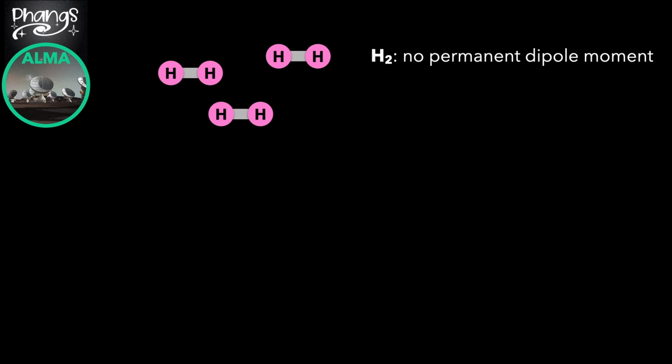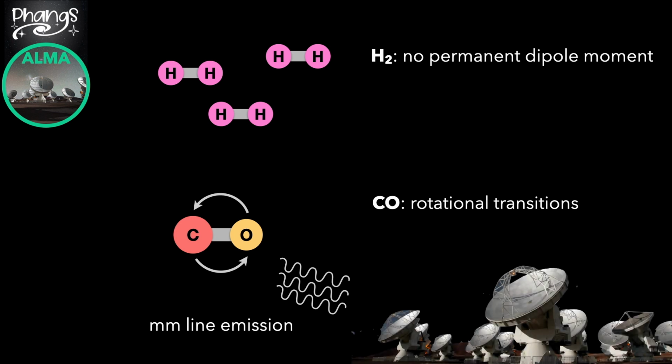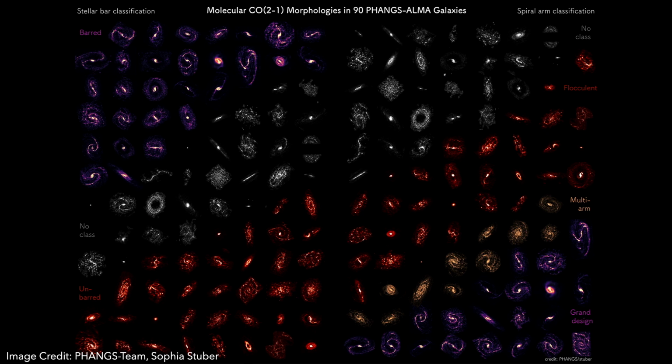That is why we use instead carbon monoxide, CO, the second most abundant molecule in the universe, which efficiently emits at millimeter wavelengths. And this is the emission that we are detecting with ALMA, producing maps like this one, not only for a single galaxy, but for a sample of around 100 nearby star-forming galaxies.